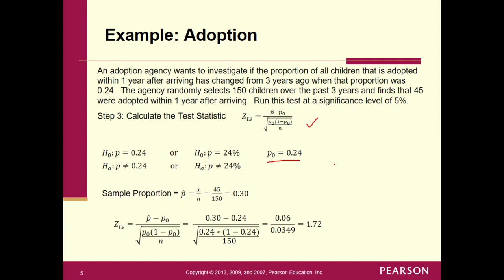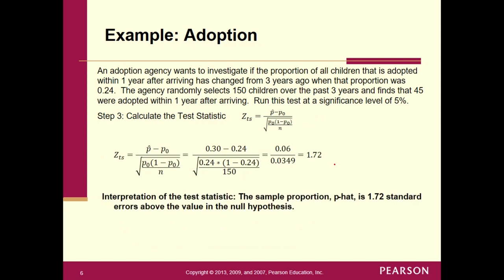So we got here, I got 1.72 for the test statistic. Okay. So what does that mean? That means that the sample proportion p hat is 1.72 standard errors above the value in the null hypothesis. Okay, so hopefully that is getting to be a standard thing that you think about.